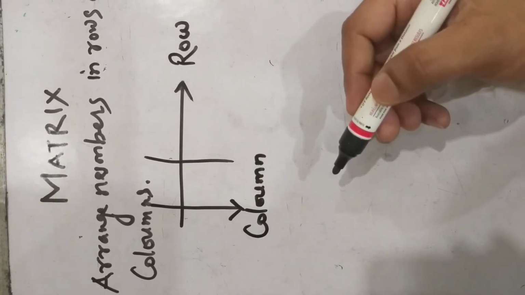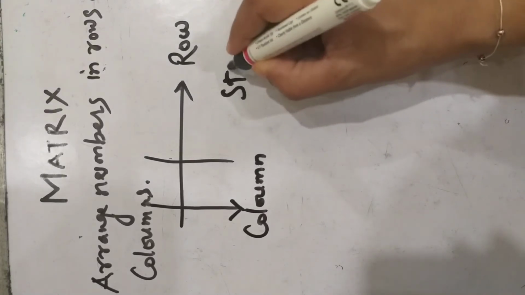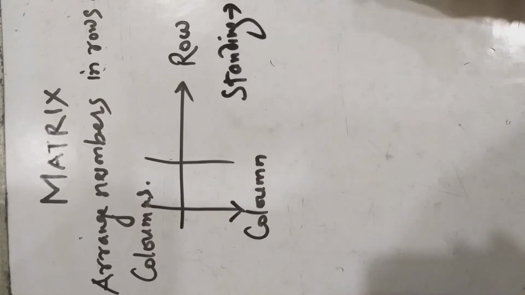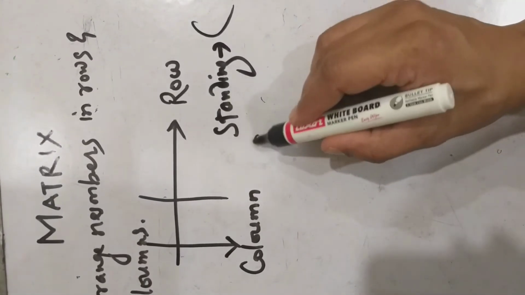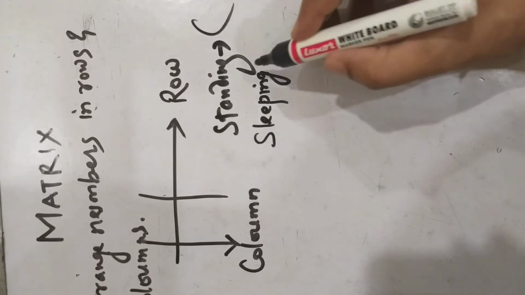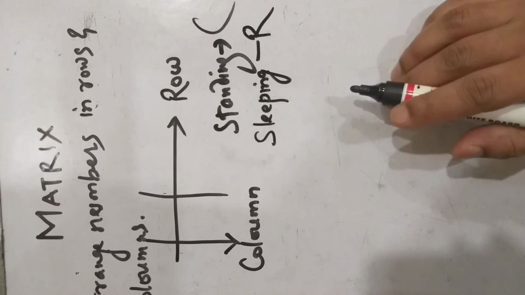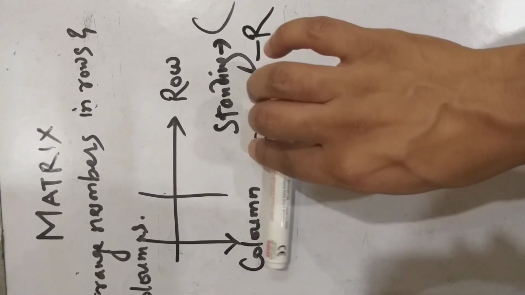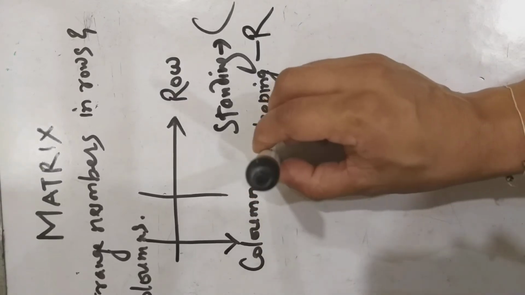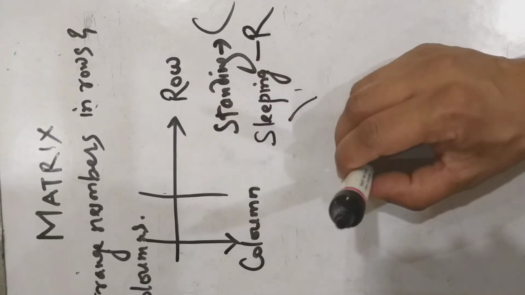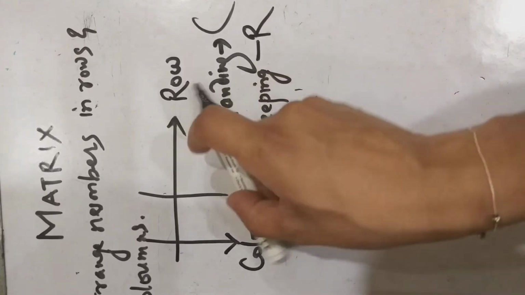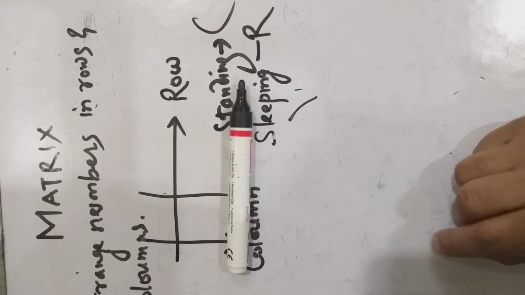That means if you are standing, it goes to columns, and if you are sleeping on the bed, then it goes to rows. That means if I keep it this way, it is row-wise. If it is standing, then it is a column. So this way it is a column, and this way it is a row.